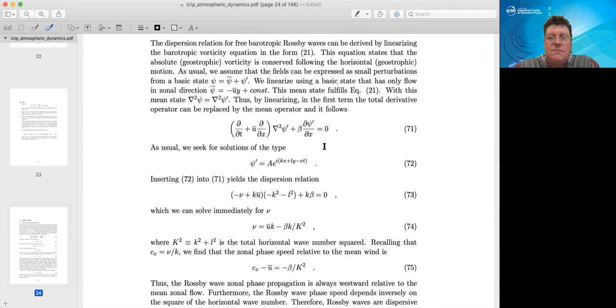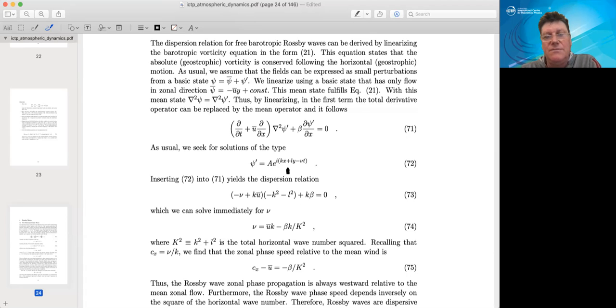And now, again, we are looking for sine and cosine solutions. Only to make it a little bit more general, in this case, we allow also waves that not only propagate in zonal, but also propagate in meridional direction. So we say our wave perturbation can have an amplitude, and then sine and cosine waves that are expressed as kx plus ly minus nu t, where k is the wave number in zonal direction, l is the wave number in meridional direction, and nu is the frequency.